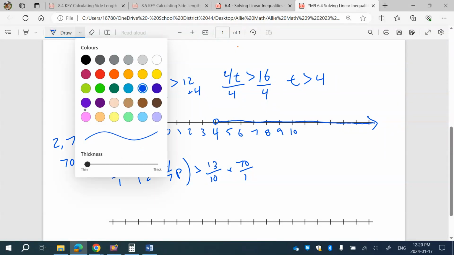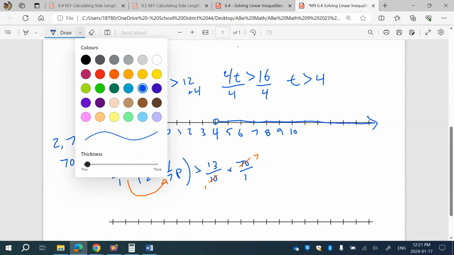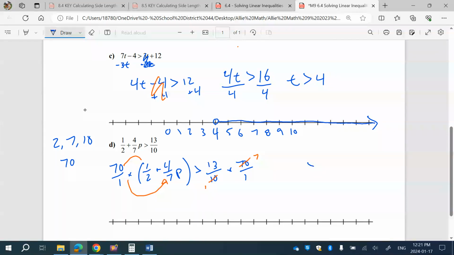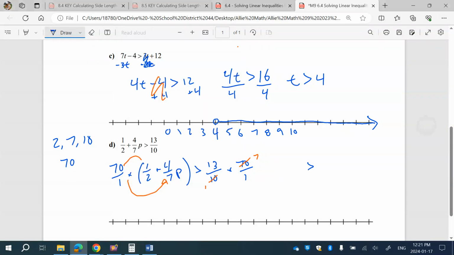And remember, we have our distributive property. So on this side, the 70 is going to be multiplied by each of these. So now we can cross reduce. The 10 goes into 70. This goes in once. This goes in 7 times. So on this side, we're going to be left with 13 times 7. Let me draw this over here. 13 times 7, I've got to do that in my calculator. 91.